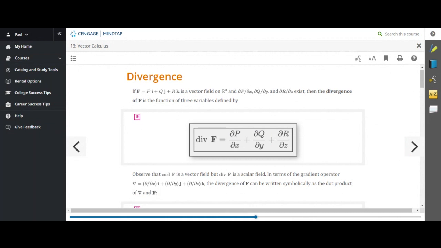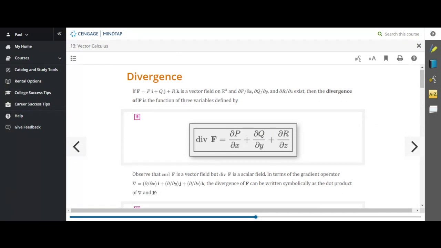Divergence, how is that defined? Suppose your vector field has components P, Q, and R, and suppose the partial derivatives exist. The partial derivative of P with respect to x is the rate of flow in the x direction. The partial derivative of Q with respect to y is the rate of flow in the y direction. And the partial derivative of R with respect to z is essentially the rate of flow in the z direction. The divergence is the sum of those rates, and it is a scalar.